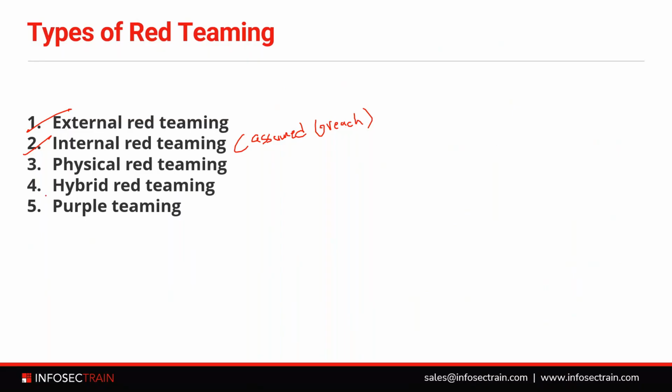Then we have physical red teaming. Physical red teaming simulates an attack on the organization's physical assets like buildings, equipment, and infrastructure. Now, the goal of physical red teaming is to test the organization's ability to defend against physical threats and identify any weaknesses that attackers could exploit to allow for entry. Right? So, physically, the red teamer, the assessor, is going inside the organization and finding out what they can do.